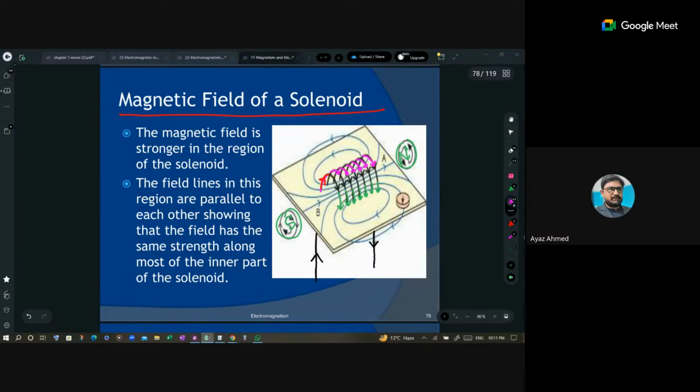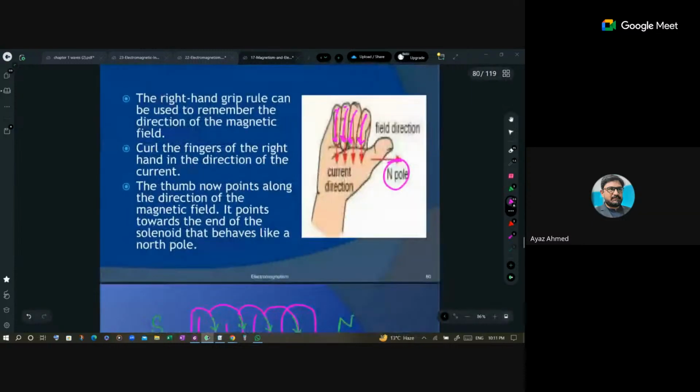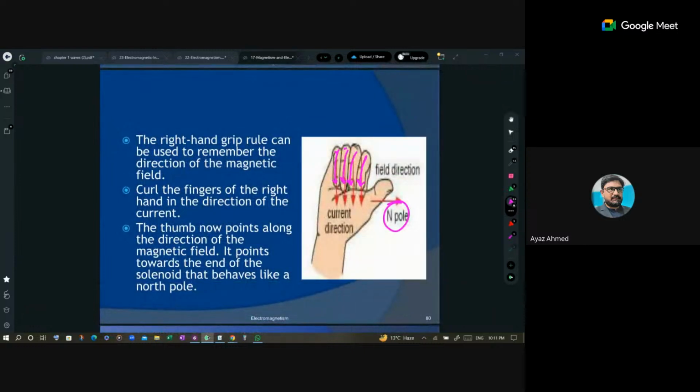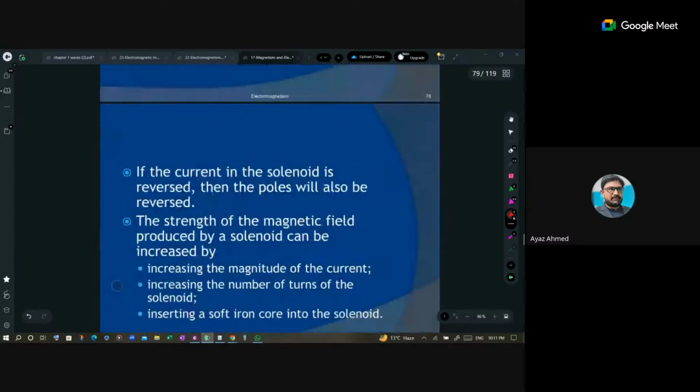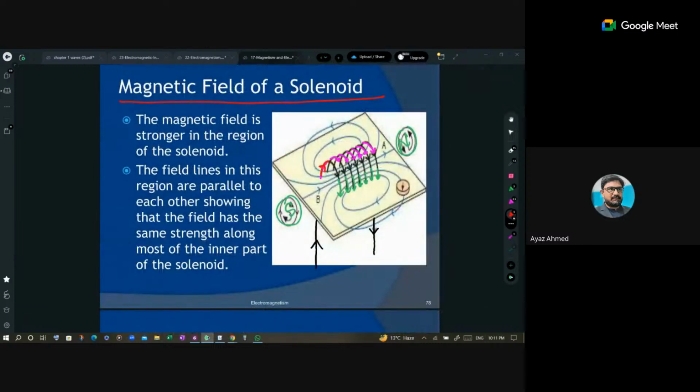So, if I grasp the coil in such a way that my nails are, okay, so this is the direction of current which is indicated by your fingers curl. So you have to grasp this coil in such a way that your nails, fingers are here in this way.